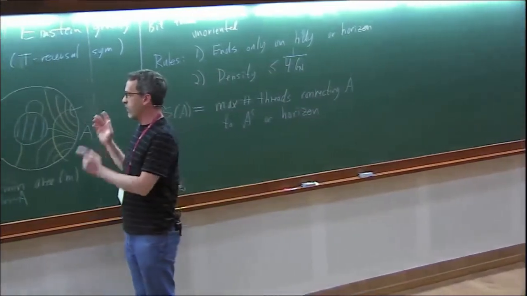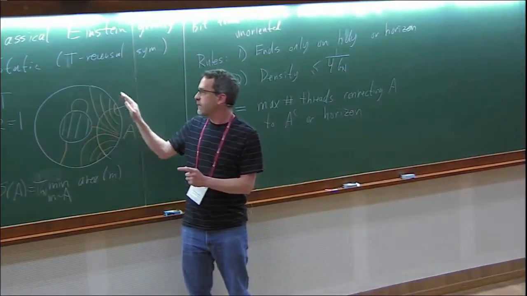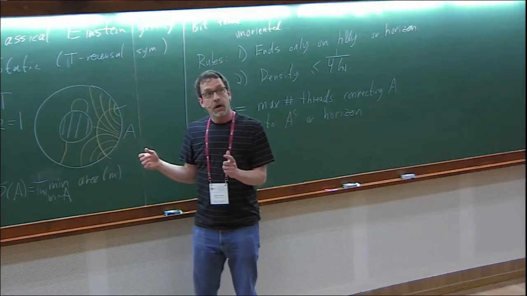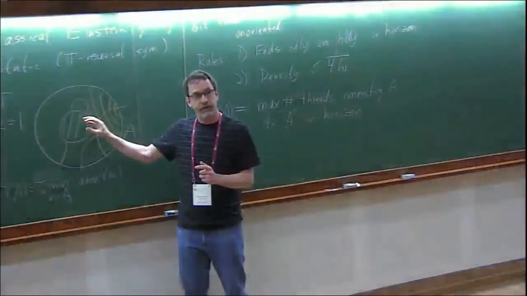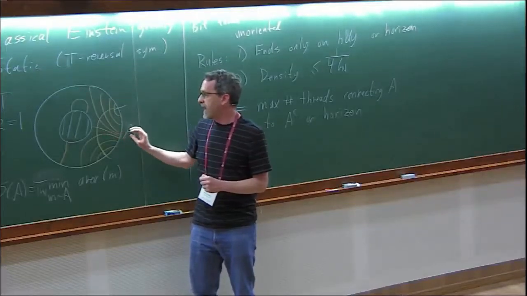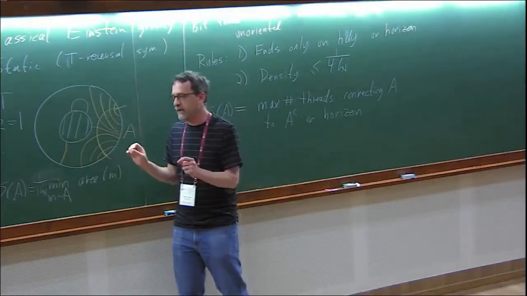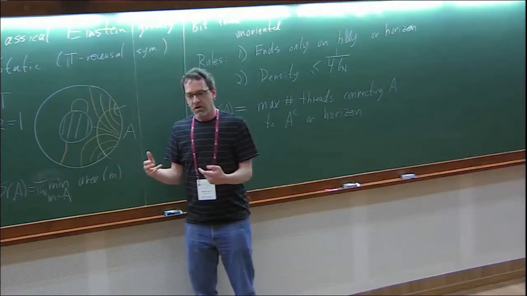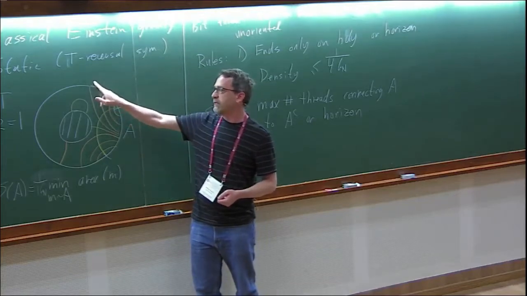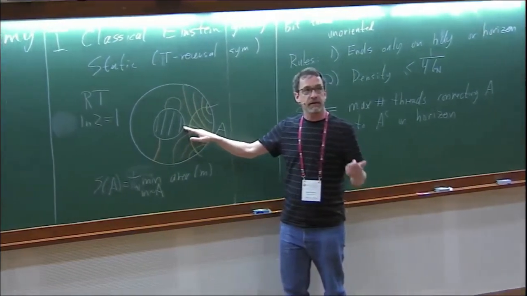The first thing I want to say is that the number of threads ending on the horizon versus how many are ending elsewhere on the boundary is not fixed. So there's some freedom in how many you put on the horizon. At some moral level, what you want to say is that the threads that connect a point on the boundary to another point on the boundary represent entanglement, and a thread that ends on the horizon represents some mixedness.